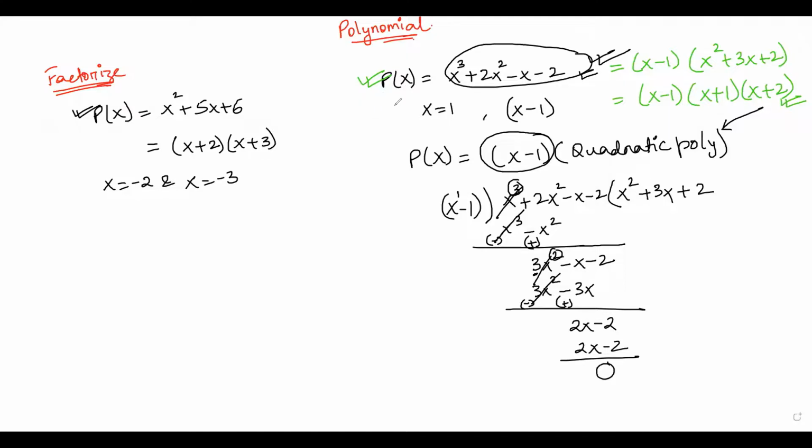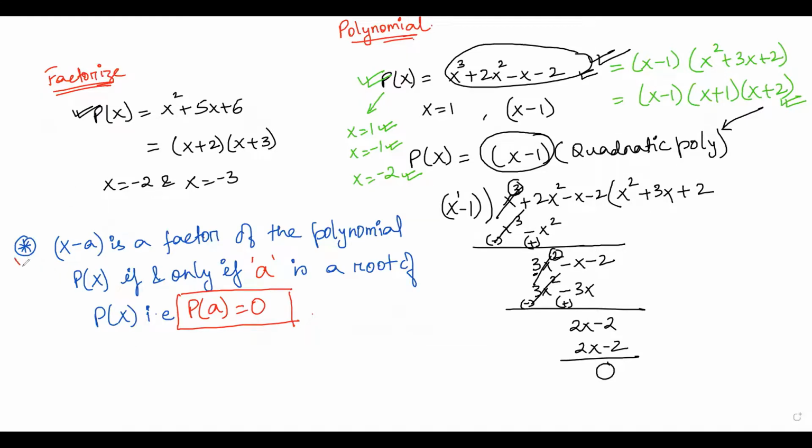Now, since x minus 1, x plus 1, and x plus 2 are the three factors of this cubic polynomial, we can say that this cubic polynomial will attain a value of 0 at x equal to 1, at x equal to minus 1, and at x equal to minus 2. So x equal to 1, x equal to minus 1, and x equal to minus 2 are the three roots for this cubic polynomial.